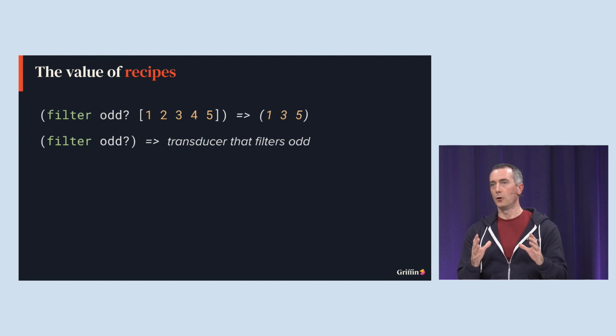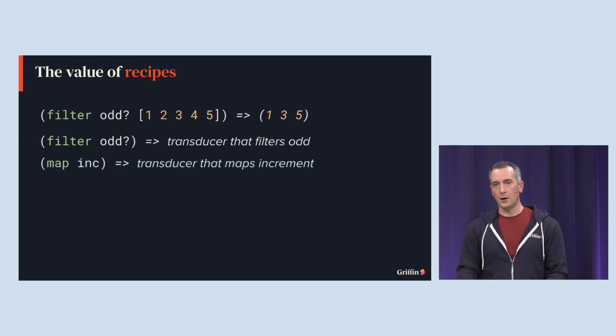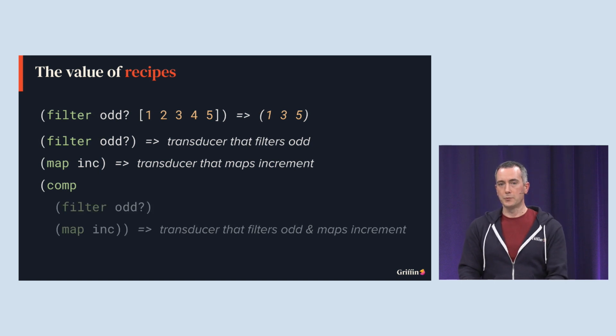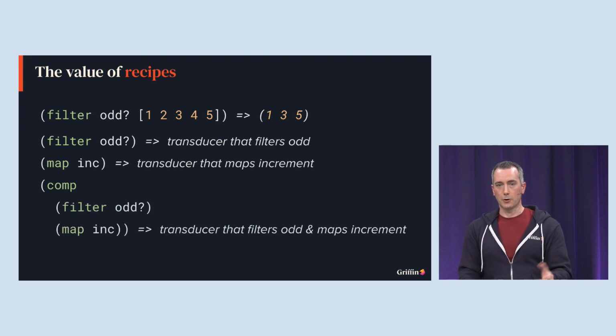The important thing is that you know what to do. Hopefully that makes sense. Okay, here's another example, map inc. That's also a transducer, but in this case, that's mapping increment across whatever you pass in. Again, it can be a channel, it can be a collection, or whatever. And then I said before that they compose really nicely together. So you can use the comp function in Clojure and just place them together.